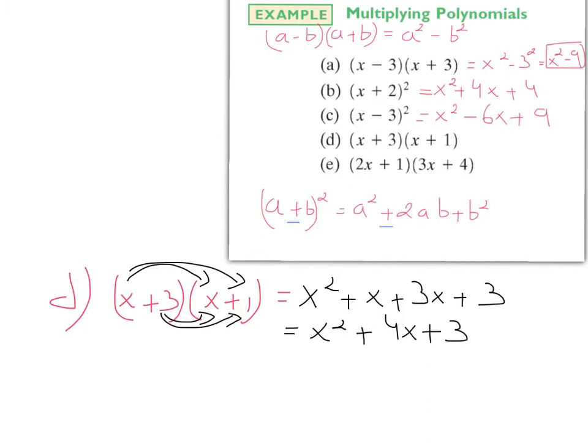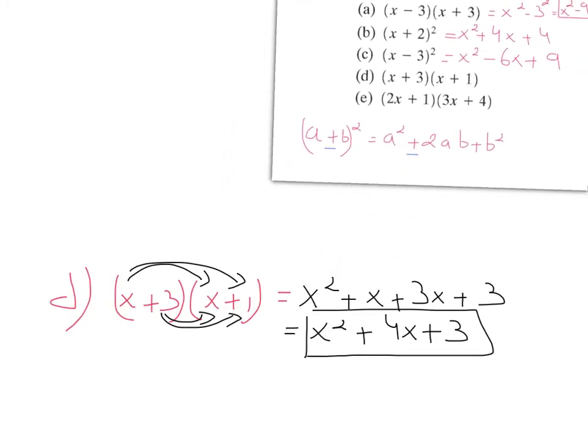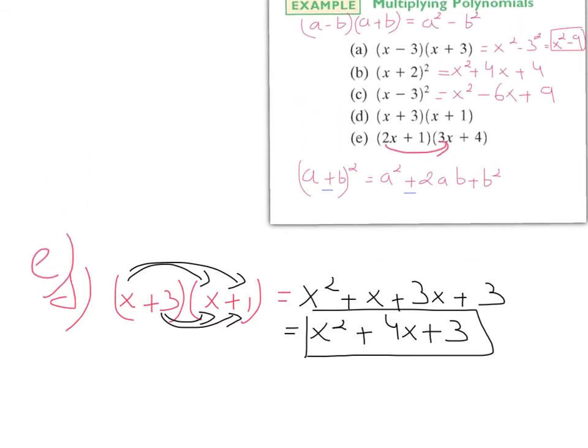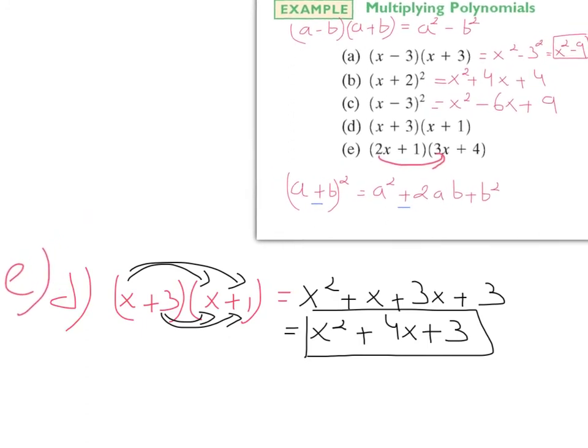Well, let's continue here. Well, let's do the last one. With the last one here we have e. So e, we have 2x plus 1 times 3x plus 4. Well, we can do it directly. Just one second. So let's do it here. E. All right.